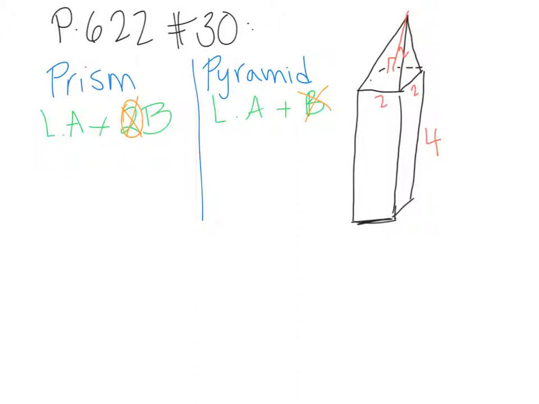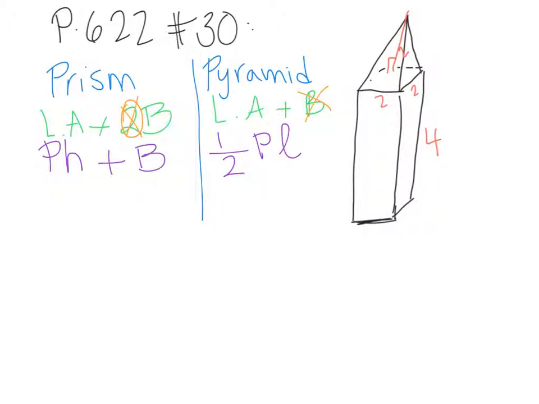Okay, so what's the lateral area for the prism? The lateral area for the prism is the perimeter times the height. What's the lateral area for the pyramid? Well, it's half the perimeter times the slant height.